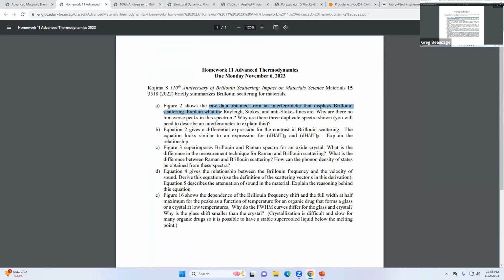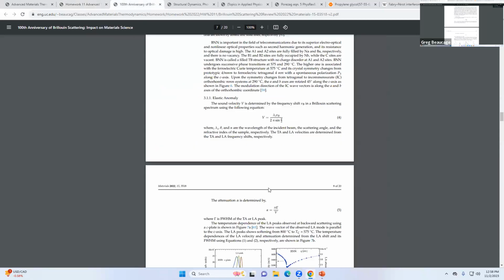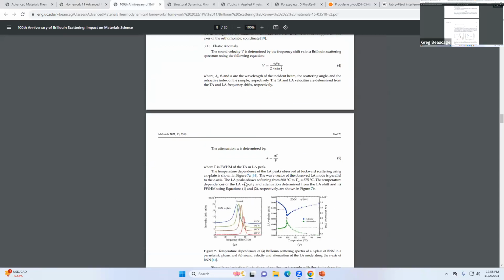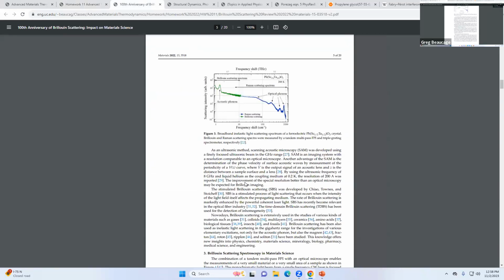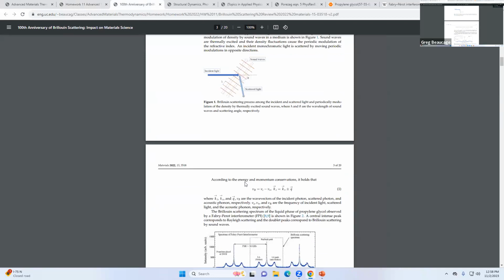Right. So anyway, for the figure, the raw data, explain the Rayleigh-Stokes, you should be able to do that. You can maybe Google that. Why are there no transverse peaks? He explains that in the paper. He gives one line that says it's a liquid. And then why are there three duplicate spectra? That's because you're going through one wavelength. So you're scanning the wavelengths.